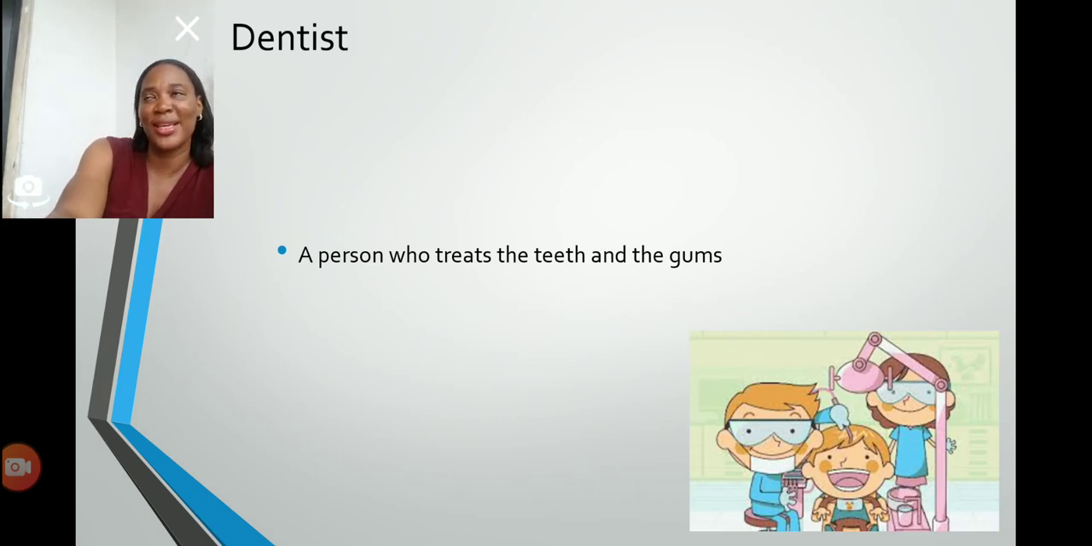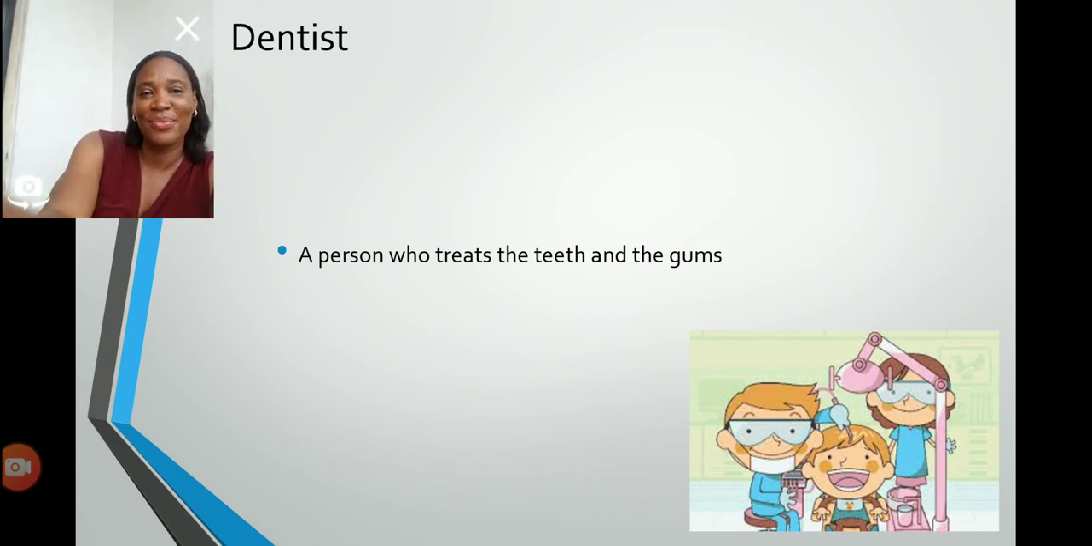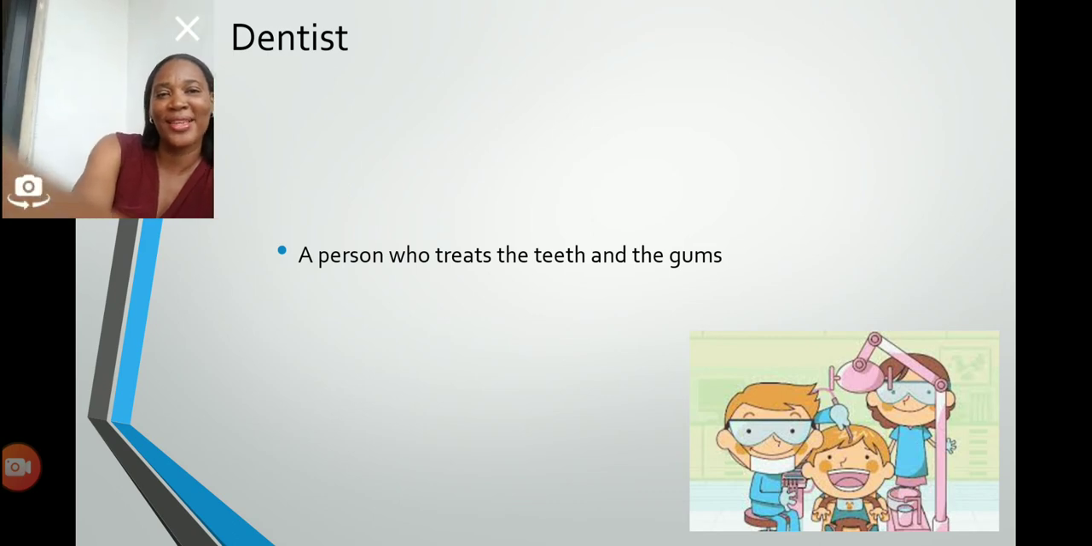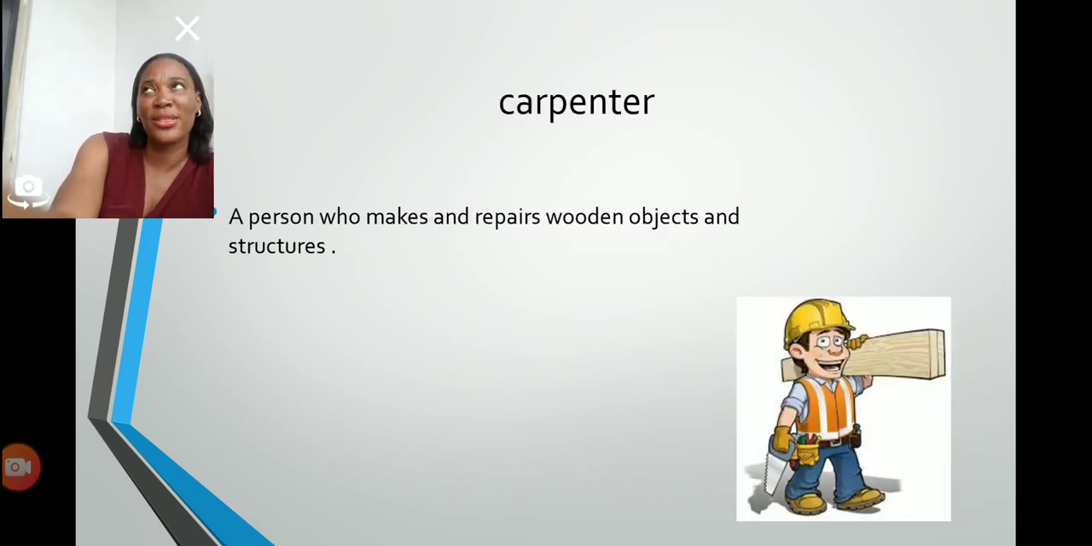The next one is a dentist. A dentist is the person who is specially trained to treat the teeth and the gums. So a person who treats the teeth and the gums is called a dentist. Dentist is spelled D-E-N-T-I-S-T. The next one is the carpenter.